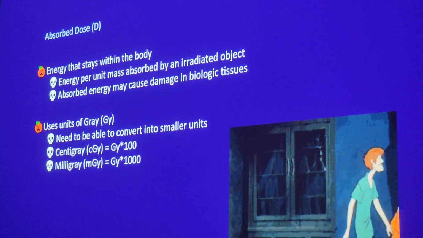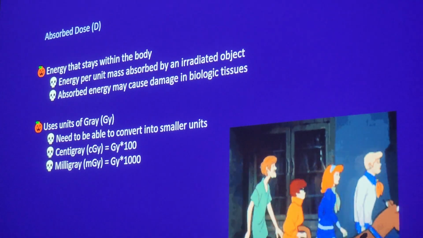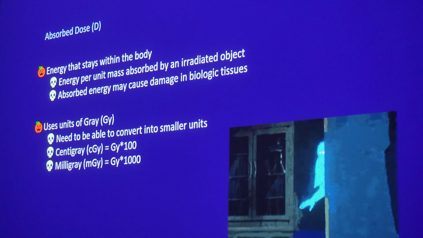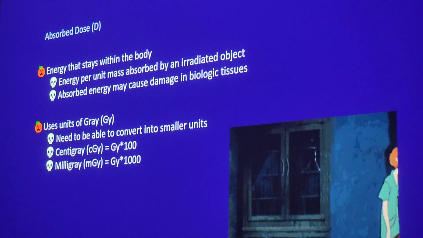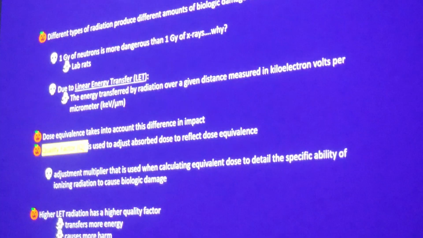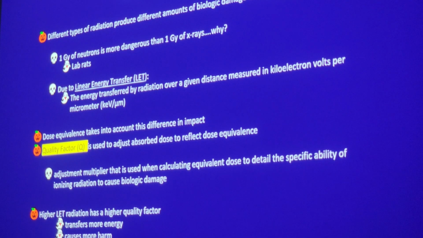Do I need to repeat myself? No. We know that the units are gray, correct? Alright, so this is something new, quality factor. We know that different types of radiation produce different amounts of biologic damage to the tissue, correct? So 1 gray of neutrons is more dangerous than 1 gray of X-rays. Why do you think that is?